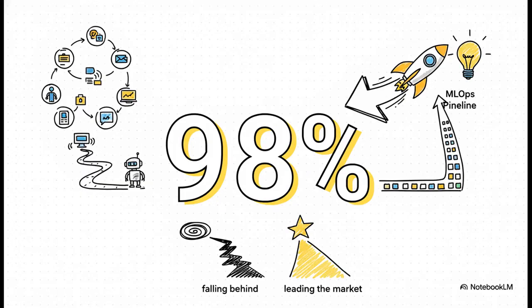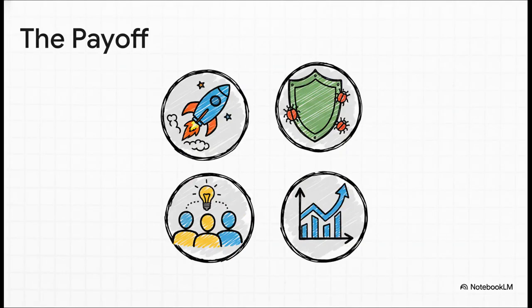Let that number just sink in for a second. A 98% reduction in deployment time. That is a staggering number. That's the difference between falling behind your competitors and leading the entire market. So yeah, the payoff here is huge. You get incredible speed, deploying models way faster. You dramatically reduce risk because you're catching problems like model decay and data drift early. Your data scientists and engineers can finally collaborate effectively on a shared workflow, and you get a system that ensures your models are always adapting to a changing world.